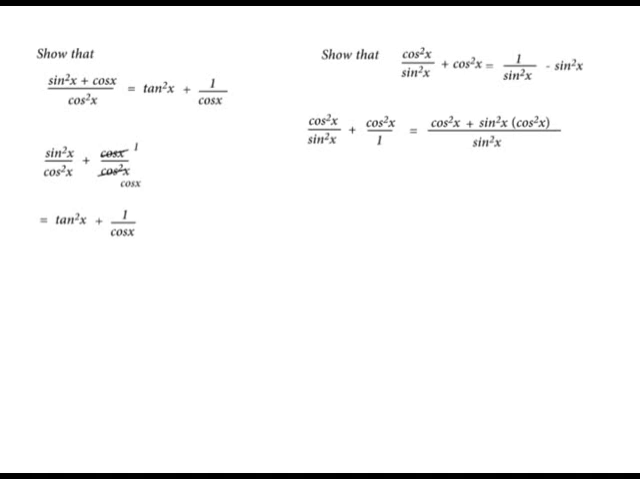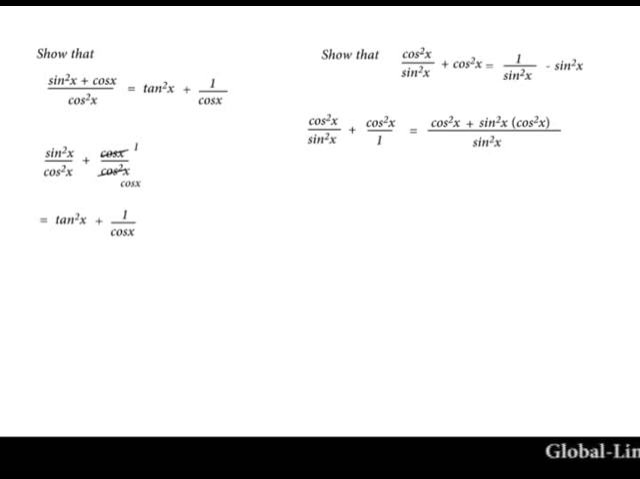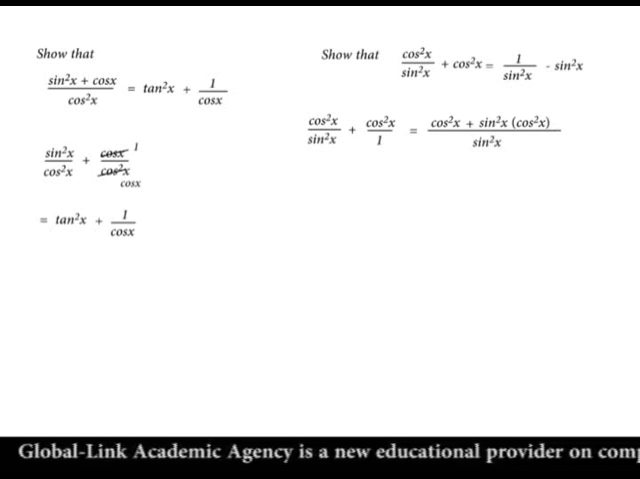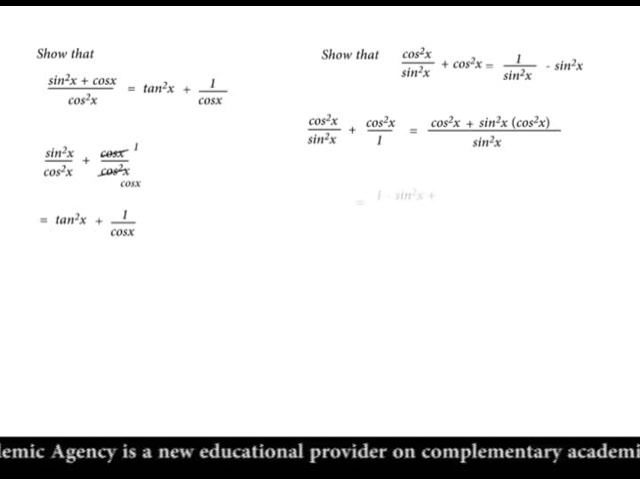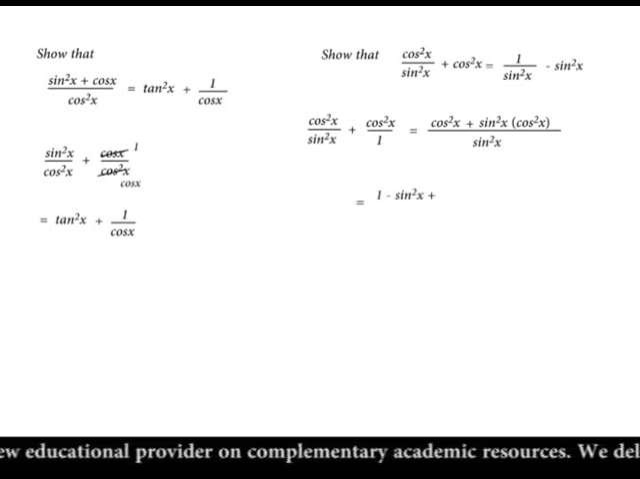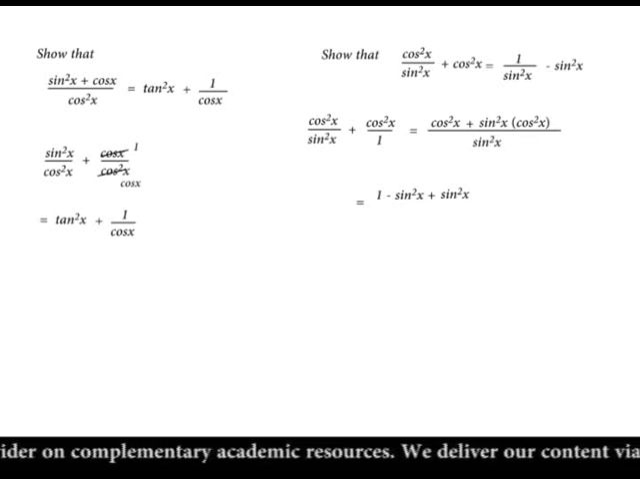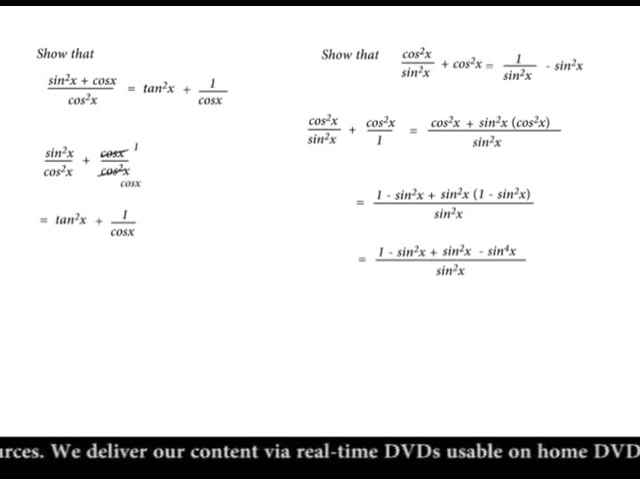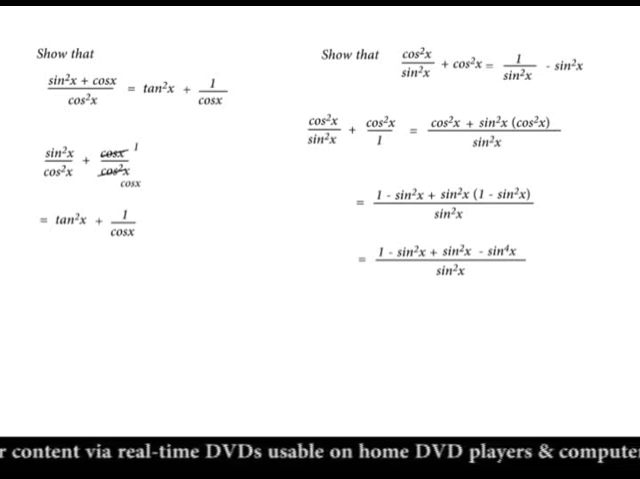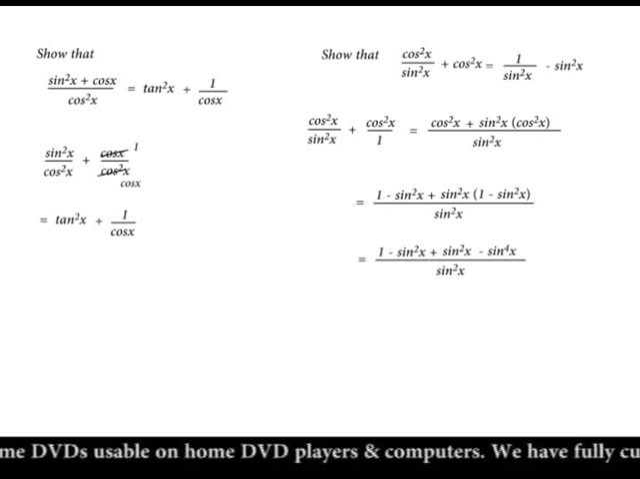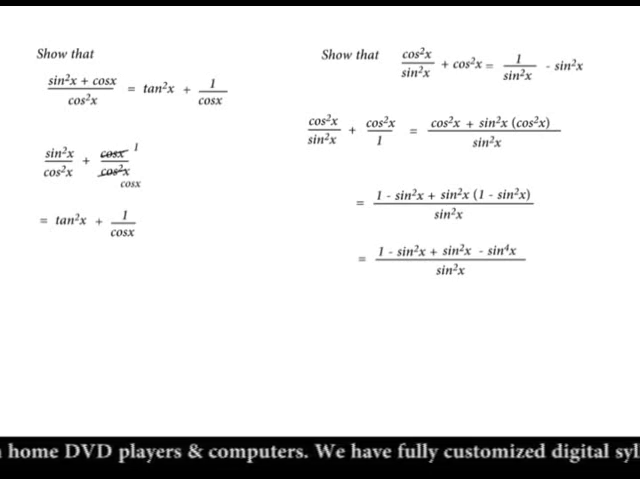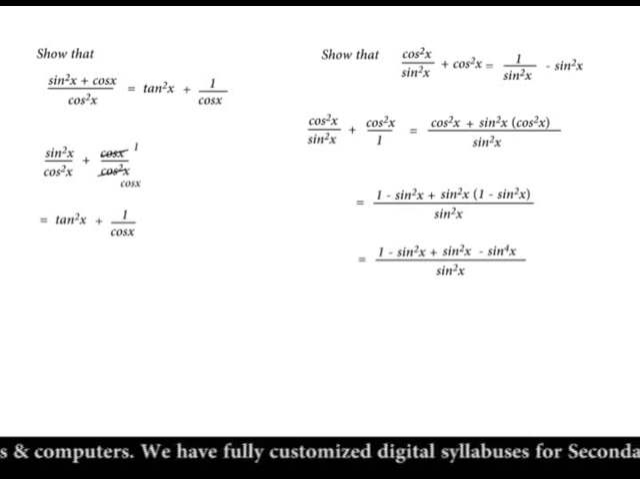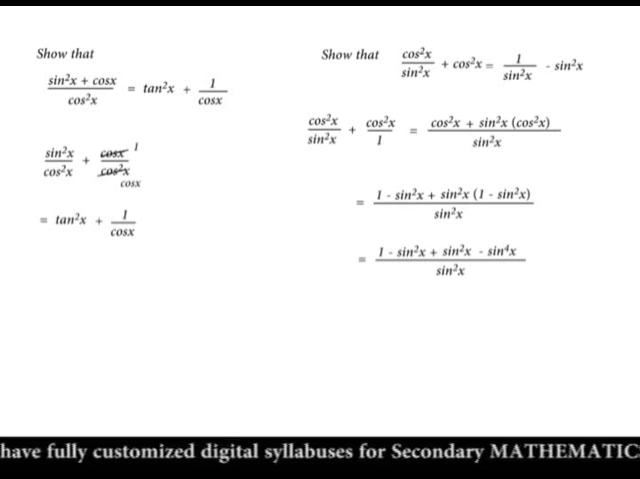But then we know that sin squared x is equal to 1 minus cos squared x. So we substitute cos squared x with 1 minus sin squared x. And we shall have 1 minus sin squared x plus sin squared x times 1 minus sin squared x, everything over sin squared x. Open that bracket, we shall have 1 minus sin squared x plus sin squared x minus sin to power 4 x, everything over sin squared x.